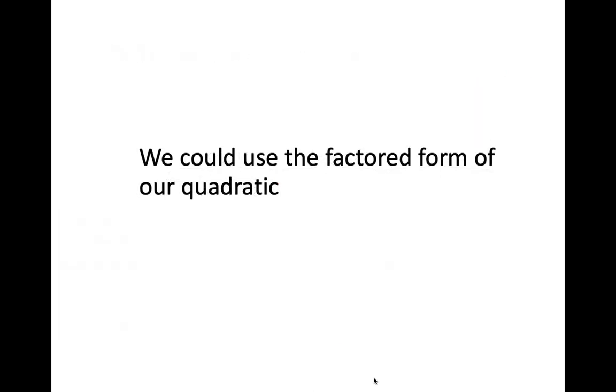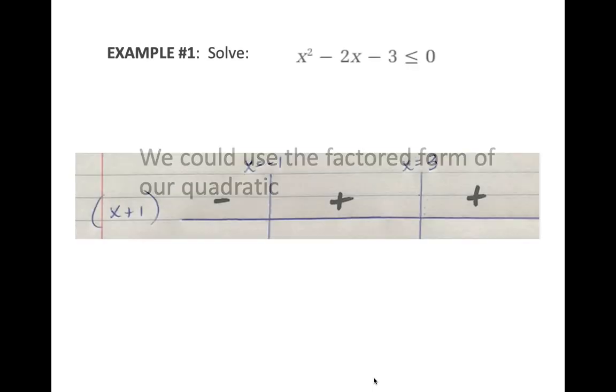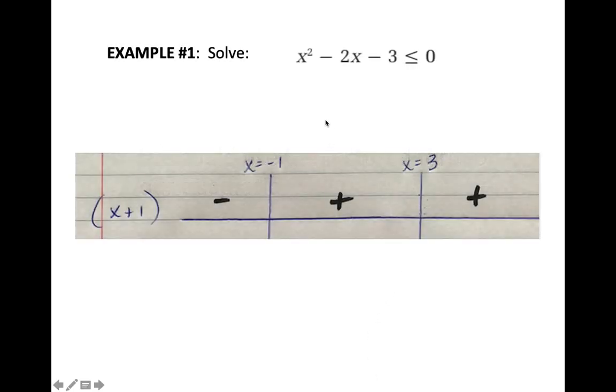Now there's one more way you can do it. And I actually prefer this because I find the math faster and simpler. What you do is break the quadratic down into its factored form. Sorry, the factored form is not shown here, but the factored form would be (x + 1)(x - 3) less than or equal to 0.